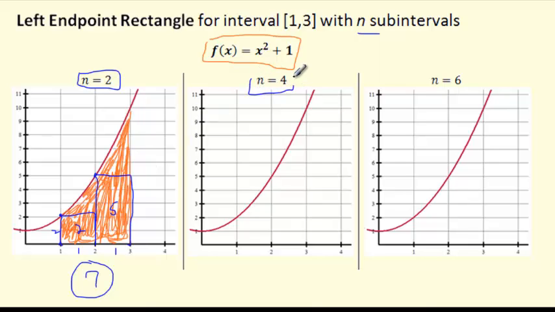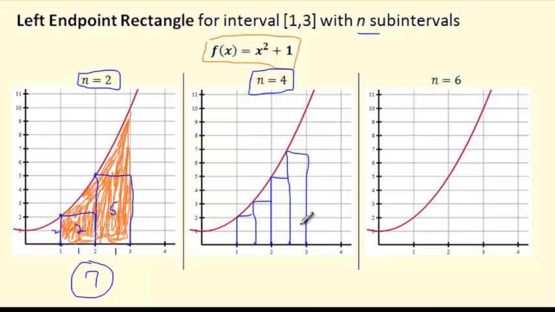Well, we can do more rectangles. What if we change this to 4 rectangles? So I'm going from 1 to 3, but this time I'm going to break it into 4 rectangles here. So check it out. I'm kind of making narrower rectangles now. And this is going to go up and hit here. This is going to go up and hit here. And this bad boy is going to go up and hit there. So now, check that out.